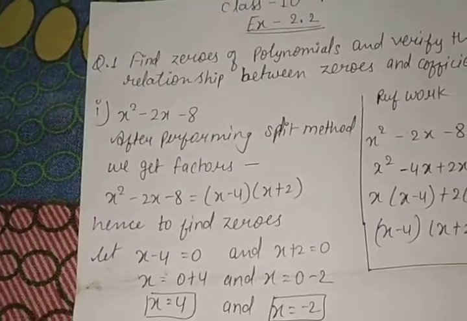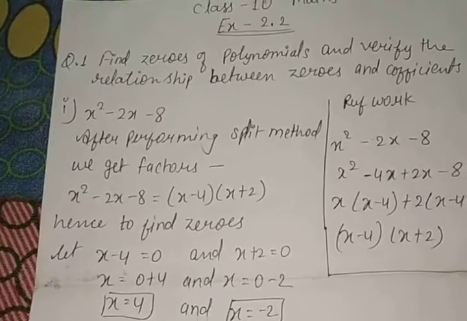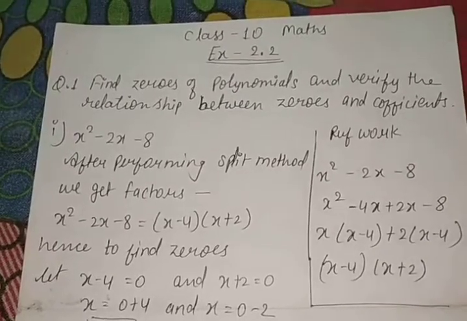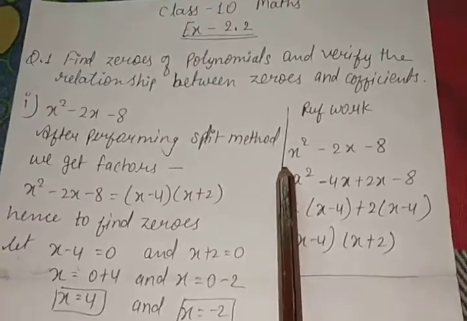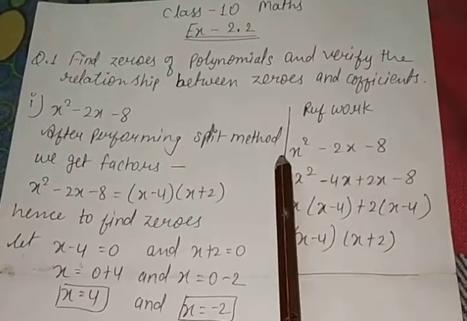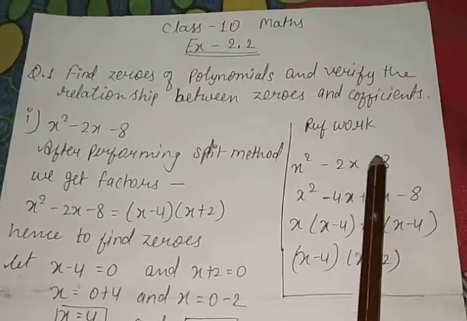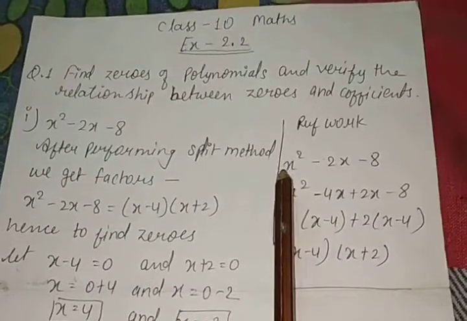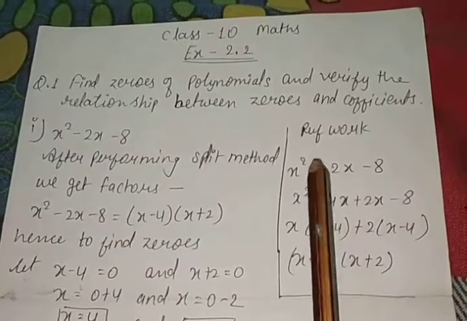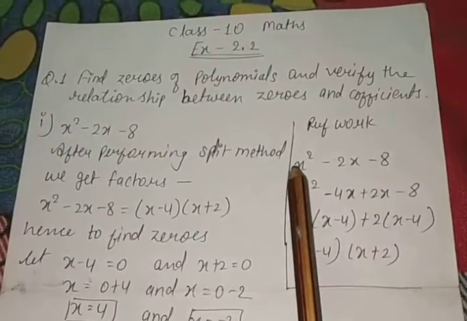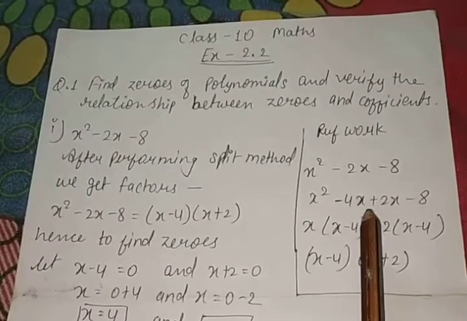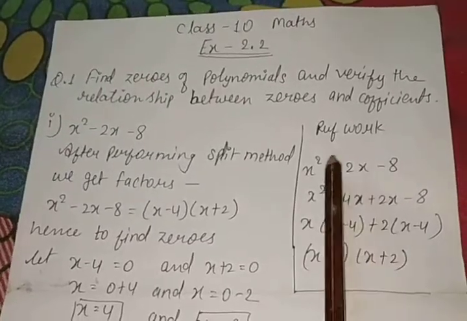I know that you know about the splitting method, how we can perform it. But for convenience, I have done this method in rough work, in the rough column. We have this quadratic polynomial, and it can be split by multiplying minus 8 with the first term, and we get minus 8x square. The middle term is split in such a way that the product of two numbers gives minus 8x square and their addition or subtraction gives minus 2x.